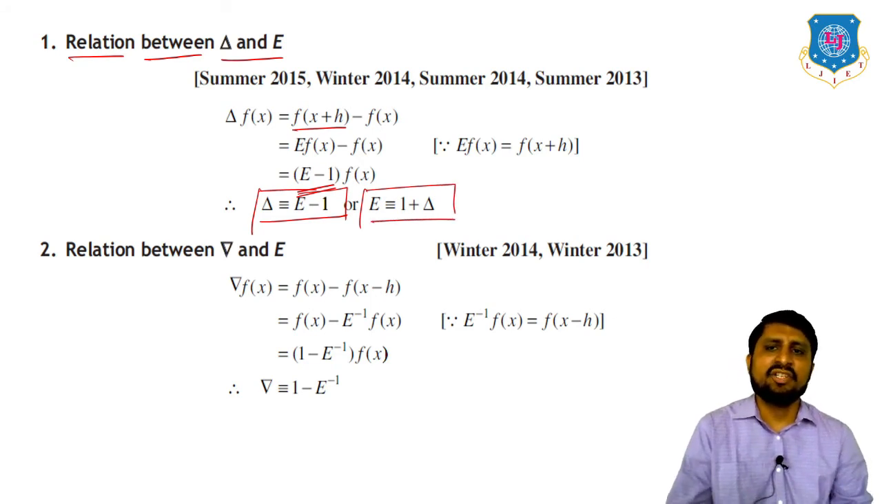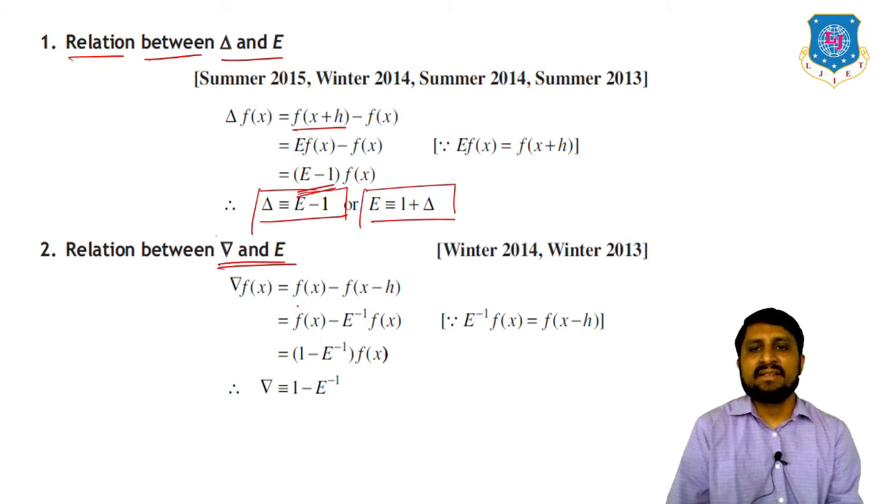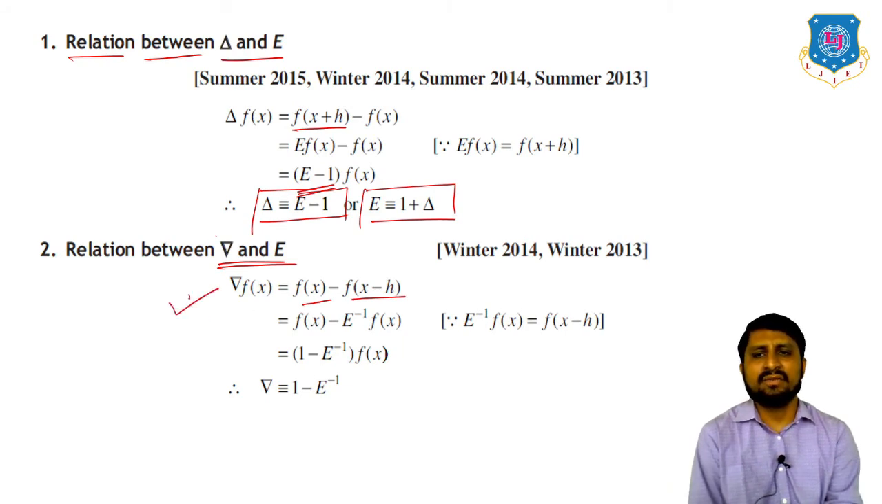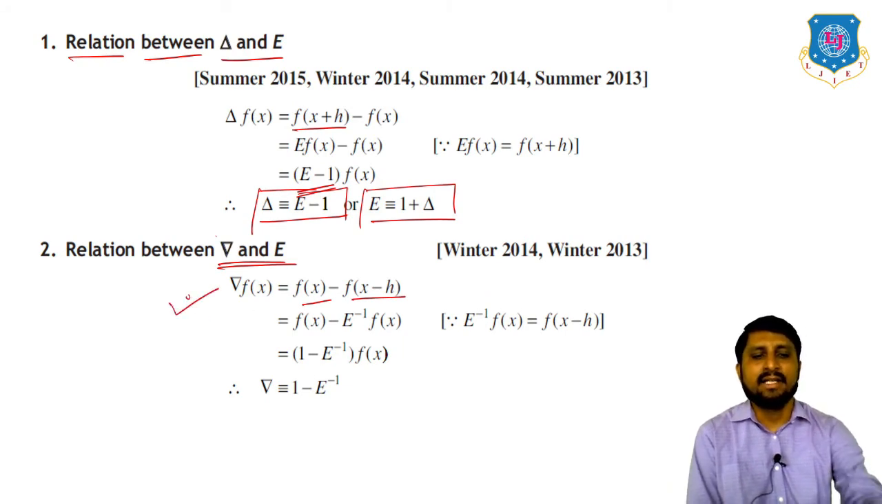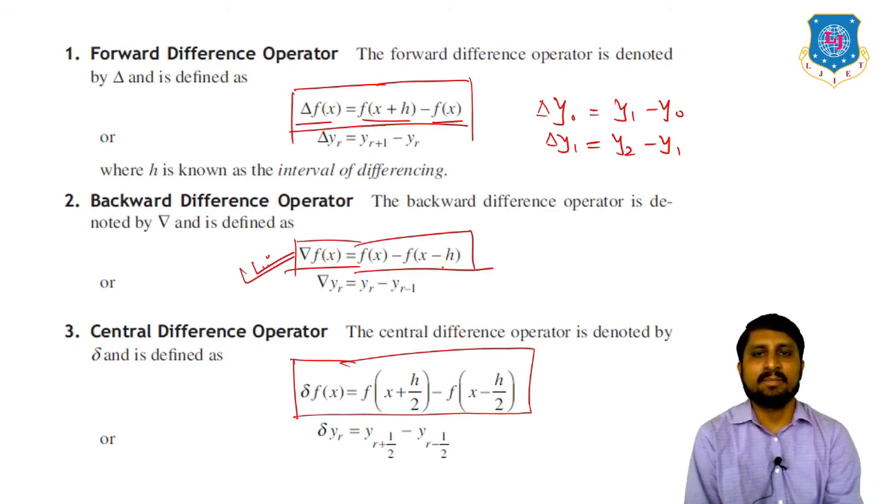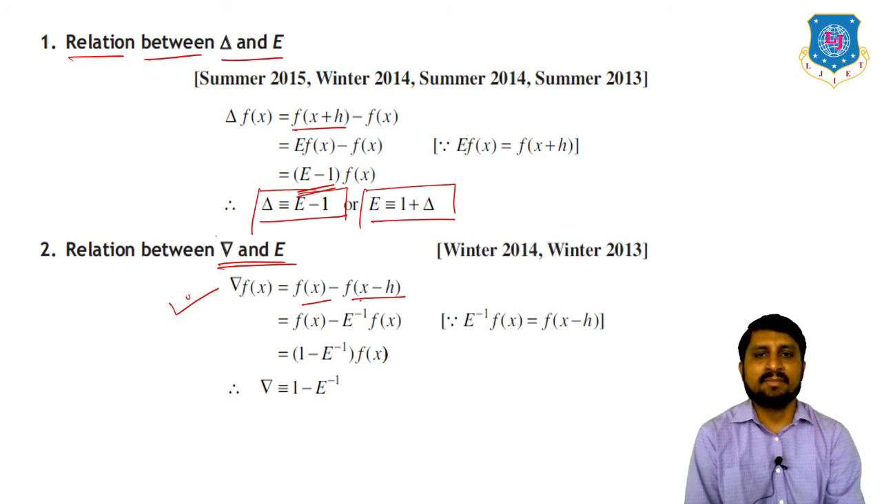Now the relation between nabla and E. Okay, relation between nabla and E, right? So nabla f of x is equal to f of x minus f of x minus h, using the definition of the backward difference operator, right? Here you can see this is the definition of nabla f of x. Nabla f of x is nothing but f of x minus f of x minus h, and f of x as it is minus f of x minus h.